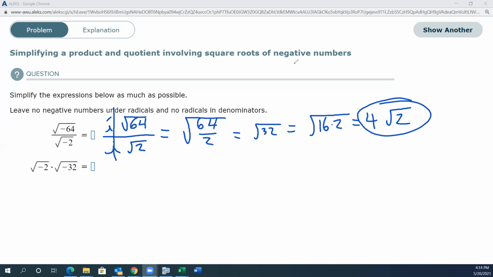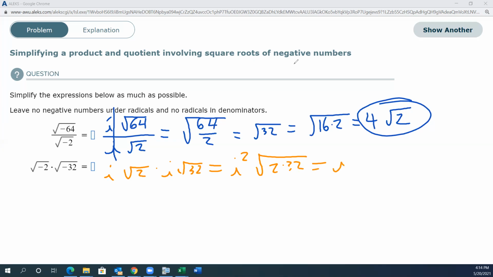The other one, pull out the i's first. So I get i root 2 times i root 32. Now I can do i times i, which is i squared, and the square root of 2 times 32. On the last one, it wouldn't have made a difference if you pulled the i's out first. On this one, it will make a difference.